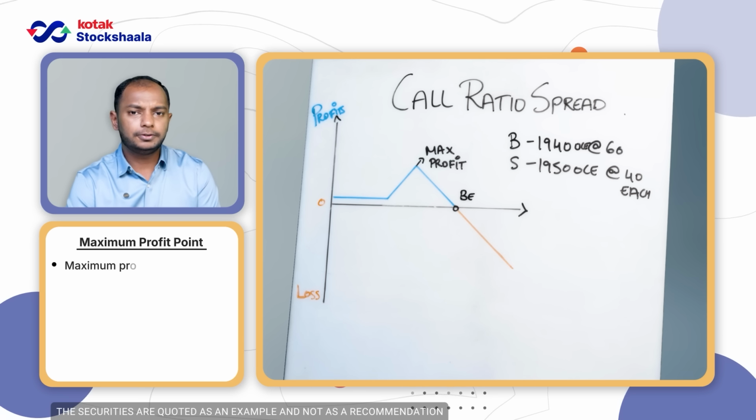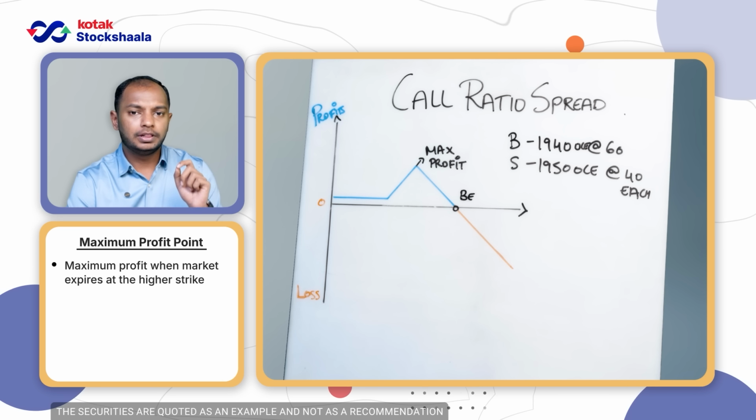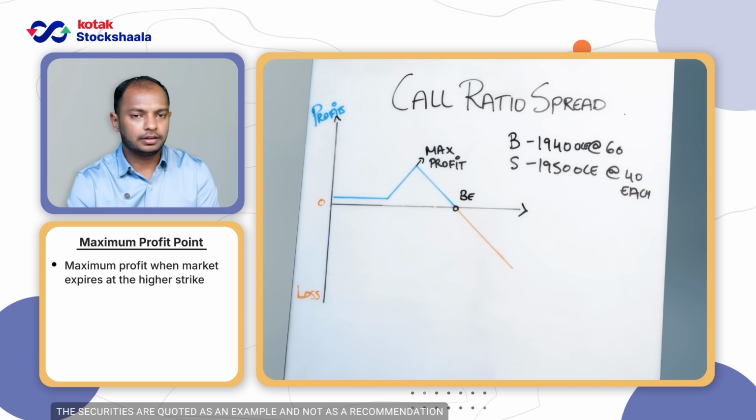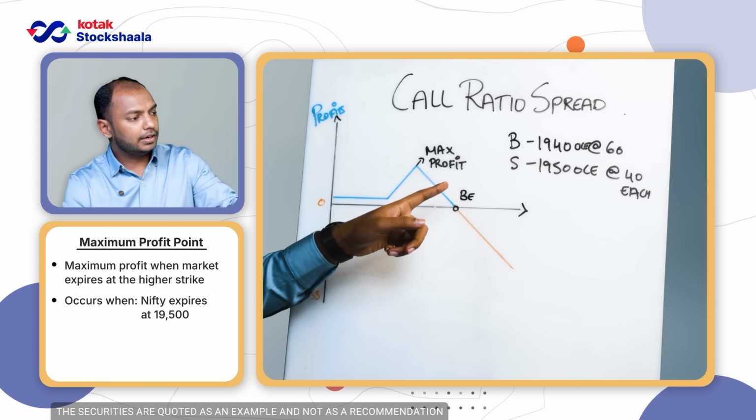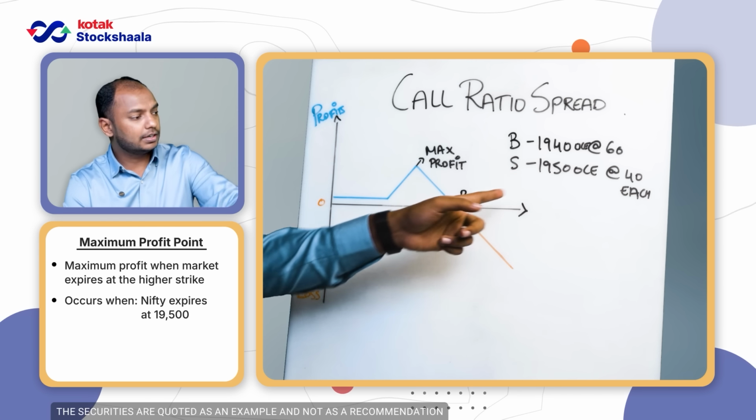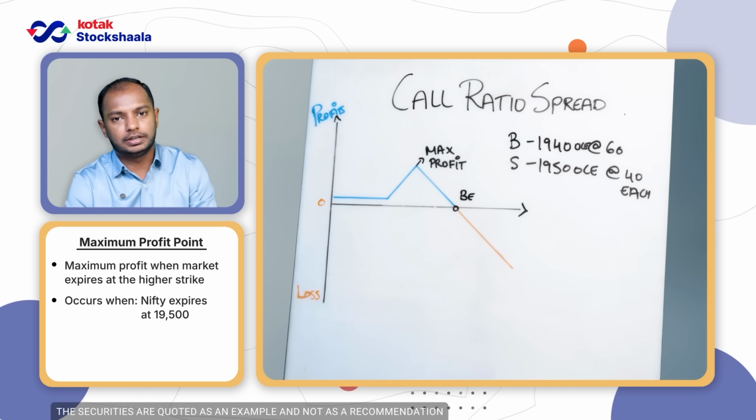The maximum profit for this strategy comes when the market ends at the higher strike. So in this case, it is 19,500. If the market ends at 19,500, then this strategy is going to have the maximum profit.